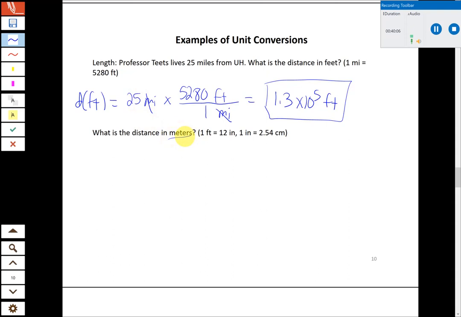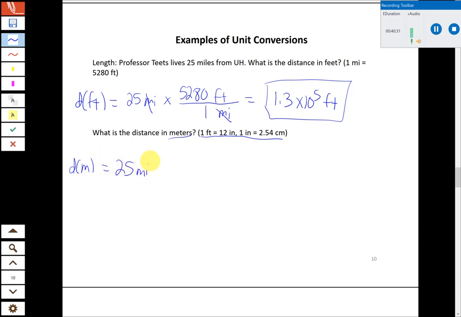And I didn't give you one here: what is the conversion to go from miles to meters? There would be a number you could come up with, but it's not given here. It's not a very common one. So we're going to do this in multiple steps. There are often many ways you could approach the problem, but one way is this: we want the distance in meters, and we're starting with 25 miles as the given distance again.